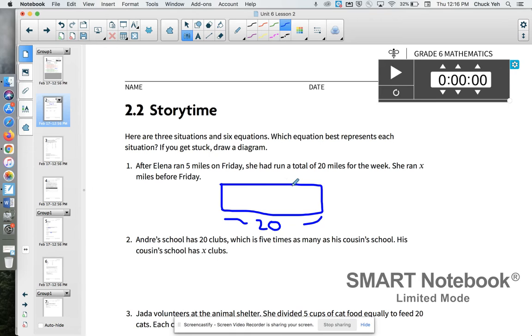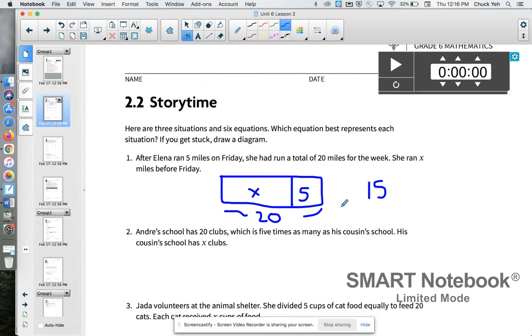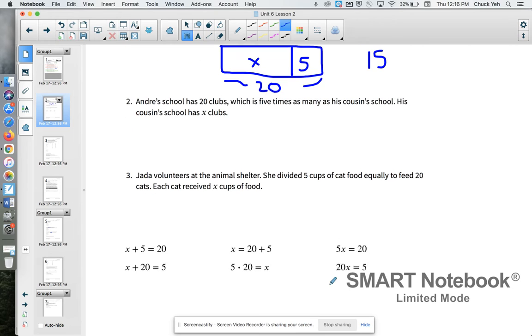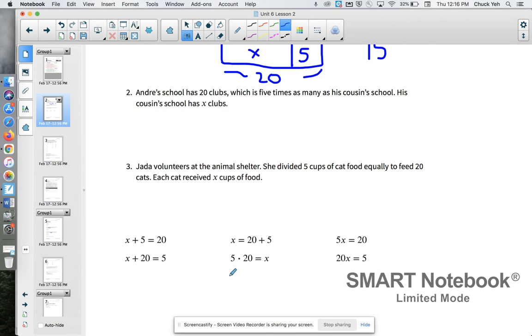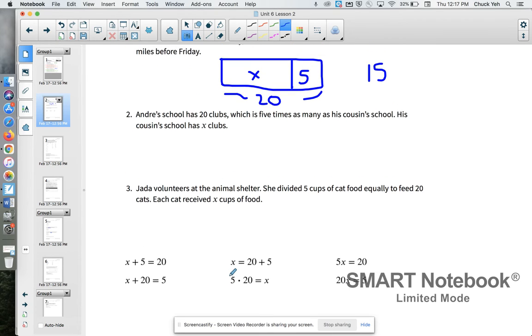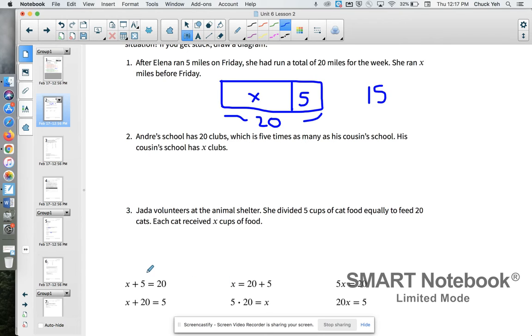And then ran 5 miles on Friday, what would this be here? What would this be equal? 15, right? So which one of these 6 would you plug into 15, and that would be the correct equation? All right, pause it. When you're ready for an answer, you can unpause it. It would be this one. All right, did you get that right?